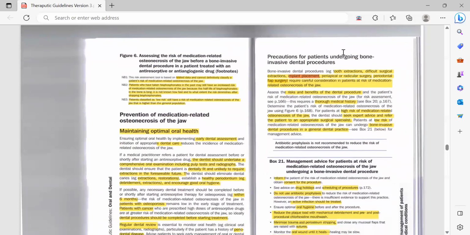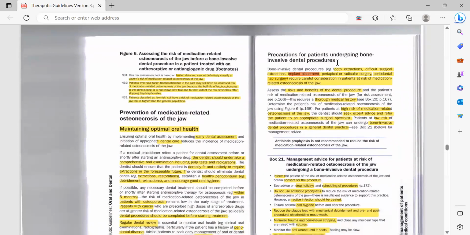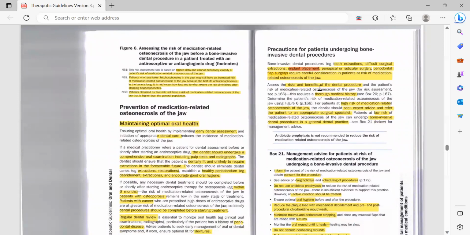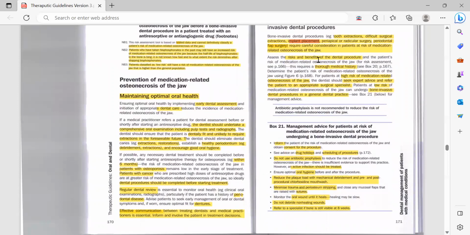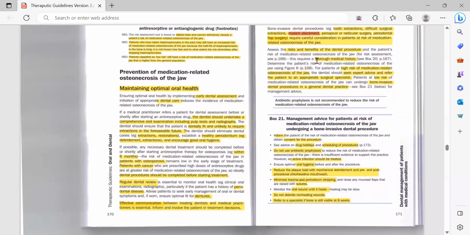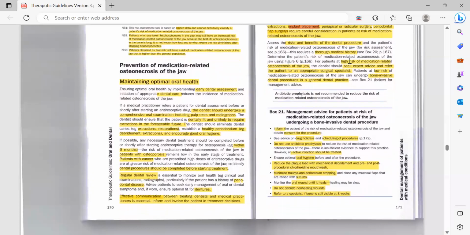Precautions for patients undergoing bone invasive dental treatment. What precautions can you take? Okay, so careful consideration in patients at risk of MRONJ. Assess the risk and benefit of the dental procedure and the patient's risk of medication related osteonecrosis. Like, what is the risk in the patient of getting the MRONJ and what is the risk and benefit of the dental procedure? You need to weigh them, and this requires a thorough medical history.